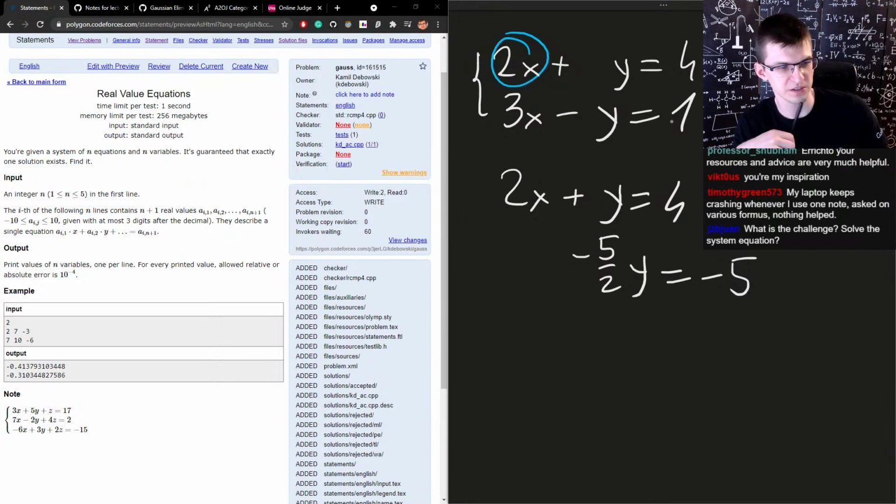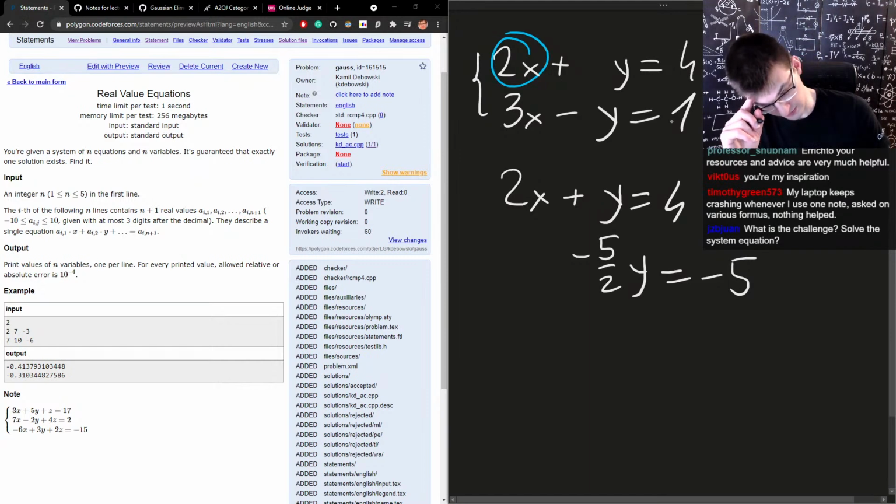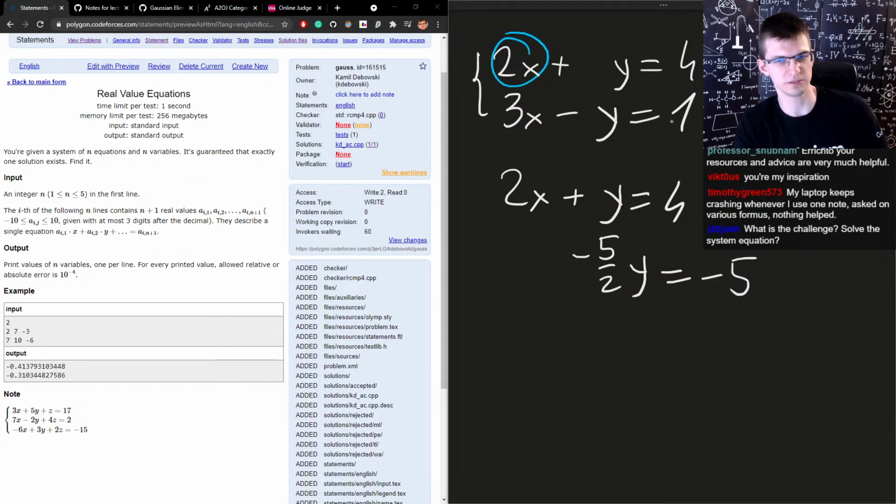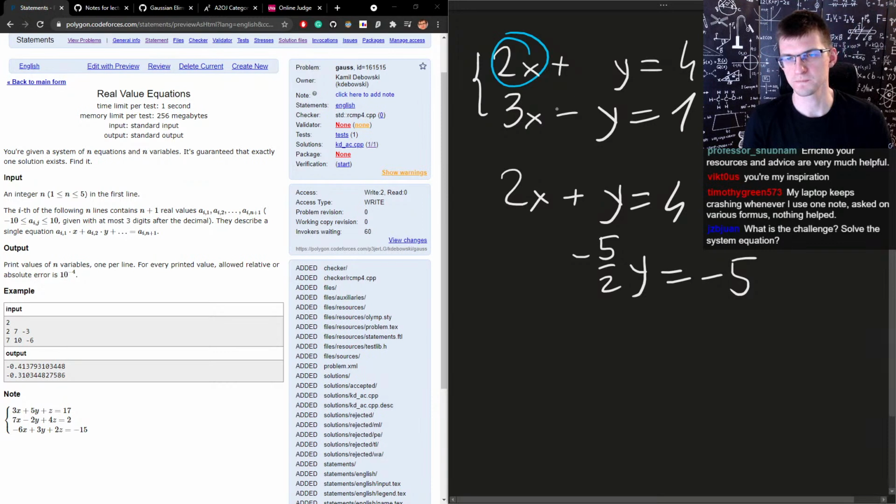Laptop keeps crashing for OneNote. Yeah, OneNote is not well developed. Sorry about that. What is the challenge? Yes, I'm preparing a problem on solving a system of equations, just like you see on the right. I don't like this right now because it's just too convenient.